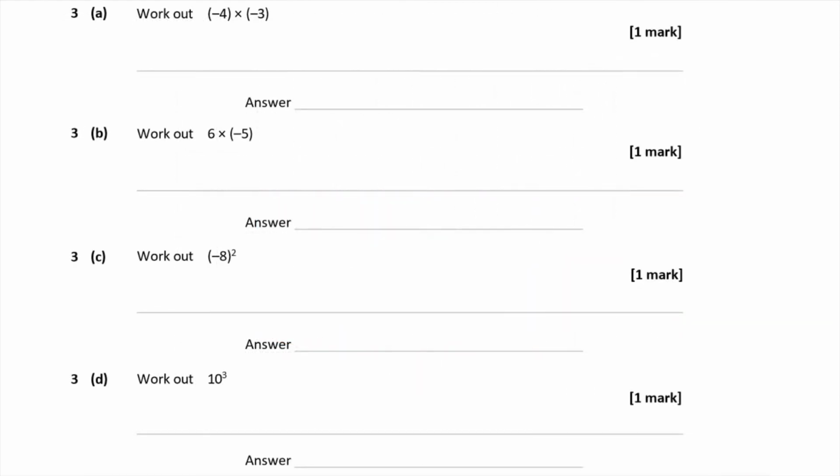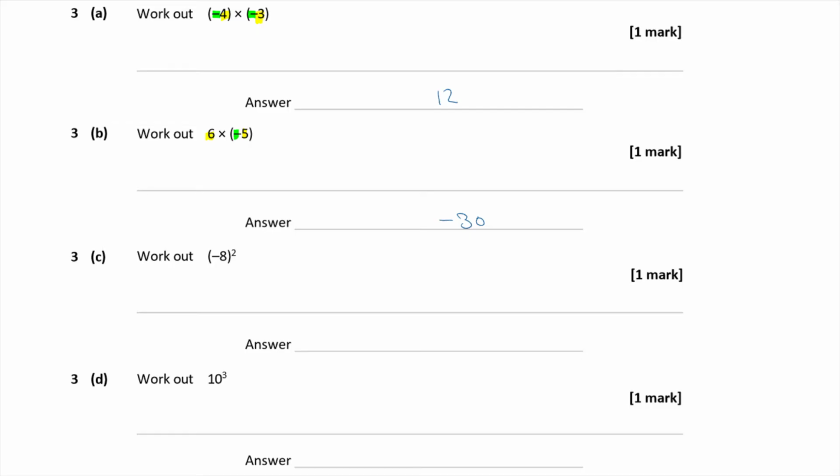Question 3a. Work out -4 times -3. Well, 4 times 3 gives me 12, doesn't it? And negative times negative, 2 signs are the same, it's going to be a positive solution. It's going to be plus 12. Okay. For B, 6 times 5 is 30. So multiplying the 2 numbers together to give me 30. But this time I've got 1 negative sign. So 1 plus and 1 minus, that's going to give me a negative answer overall. So it's going to be minus 30.